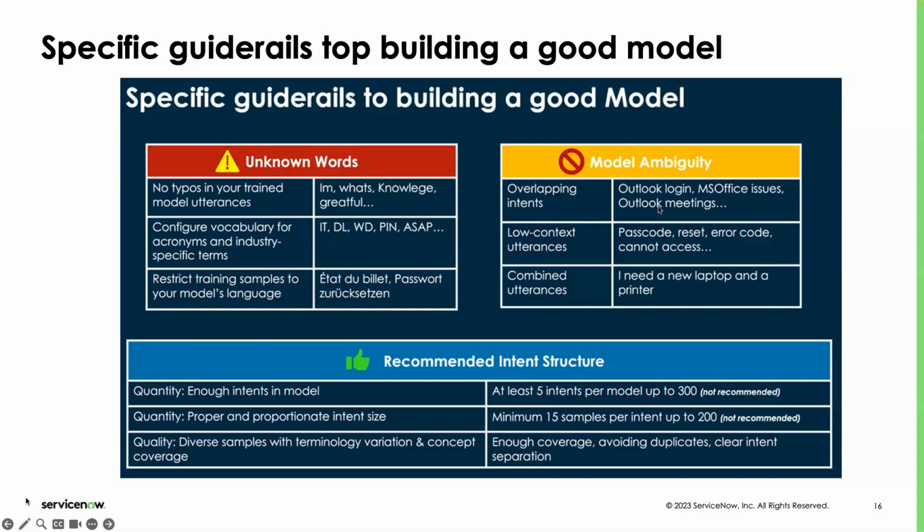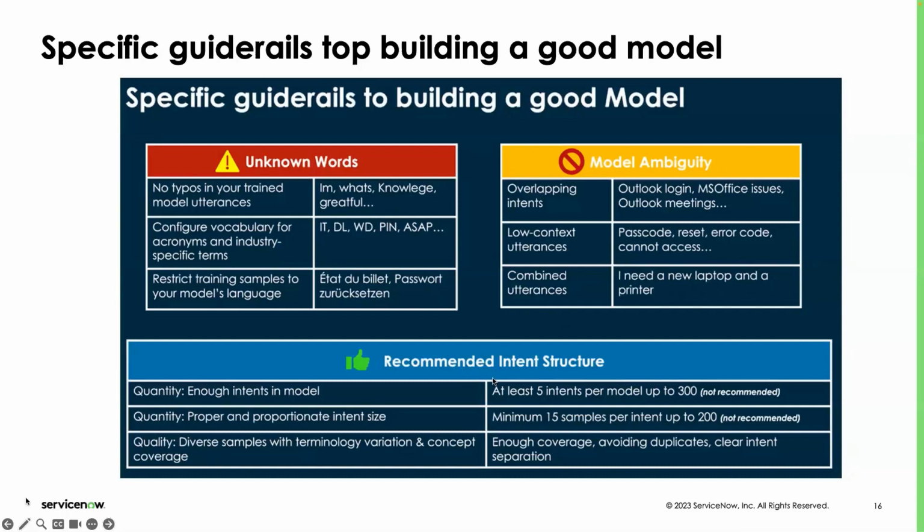Don't use sentences or utterances which create ambiguities. You can see Outlook login and Outlook meeting are very overlapping intents, right? Don't create those intents. For low context utterances, don't use utterances which are single words or not making sense, where you cannot determine the context. For example, "reset" is not giving me anything. What do you want to reset, right? Don't use combined utterances. Try to make them separate. So "I need a new laptop" is a separate utterance, and "I need a printer" is a separate utterance, right?